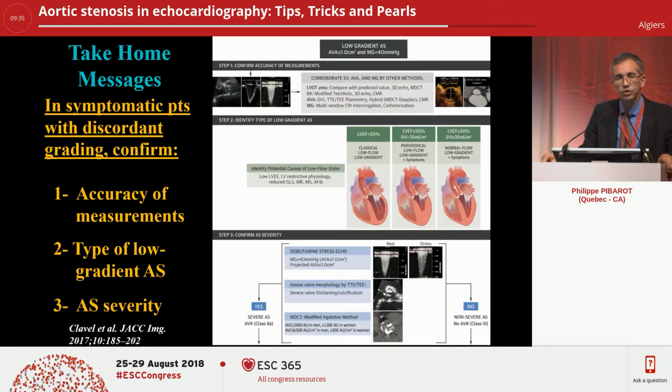So in conclusion, in these patients with low gradient AS, there are 3 steps. First, confirm the accuracy of the measurements, as we'll see in the next slide in the checklist. Second, define the type of low gradient AS. Is it a classical, a paradoxical, or a normal flow low gradient AS? And finally, of course, confirm the AS severity.